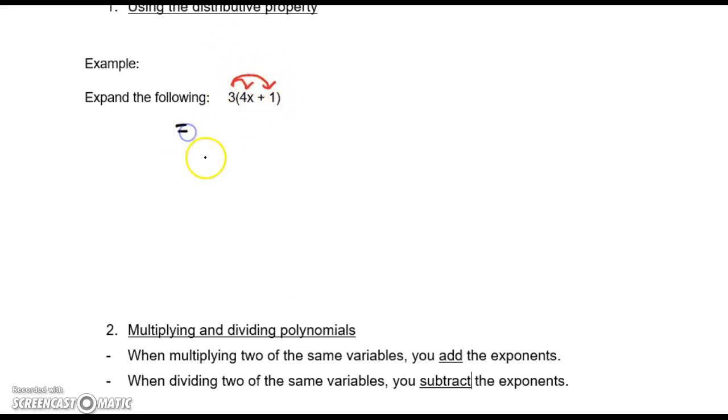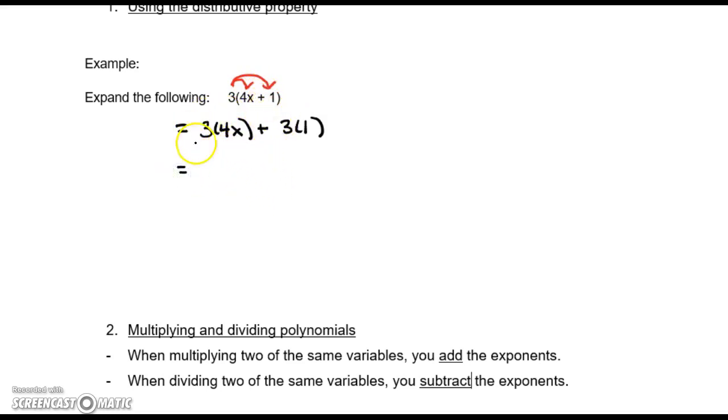And every time you shoot those arrows, that means multiplication. So here we're going to go 3 times 4x. And then we're going to separate this with a plus sign. And then 3 times 1. So this 3 multiplies to each of those terms. And you'll know it's each term because they're separated by a plus or minus sign.